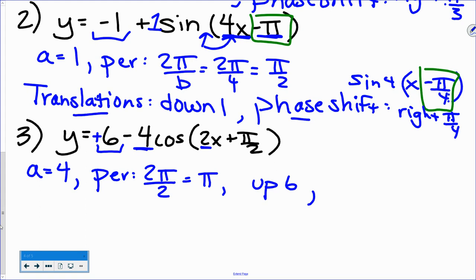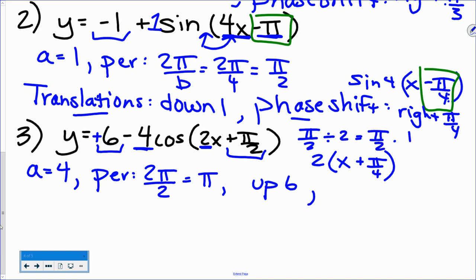The phase shift, I must look at this number, but since the 2 is not factored out, I am not adding pi over 2. I must factor the 2 out. So divide each of those by 2, which would give me pi over 4. Okay? Pi over 2 divided by 2 is the same as pi over 2 times 1 over 2. So I'm multiplying my denominator by 2 to get pi over 4. So the plus would move it left, and then pi over 4 be the number that I'm moving.